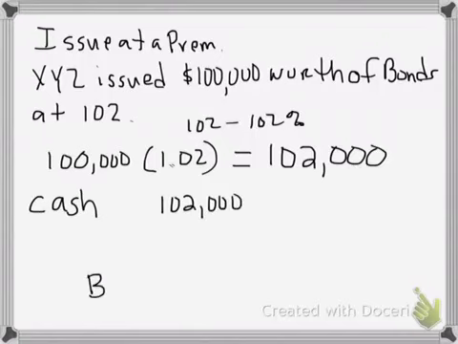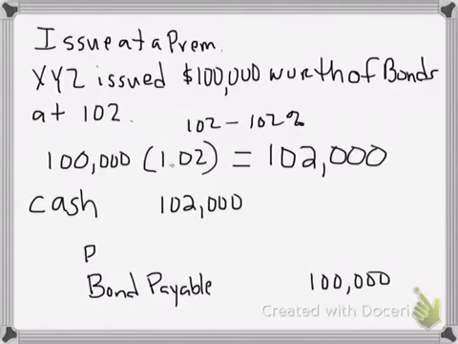But the bonds payable amount, the amount that we have to pay at maturity, is actually only $100,000. So if you notice, our debits and credits are not in balance, so we have to make sure that we balance those out. So we have the cash, we have the bonds payable, and the account we're going to use here when we issue it at a premium is premium on bonds payable for the difference, which is $2,000. So that's how we would issue it at a premium.